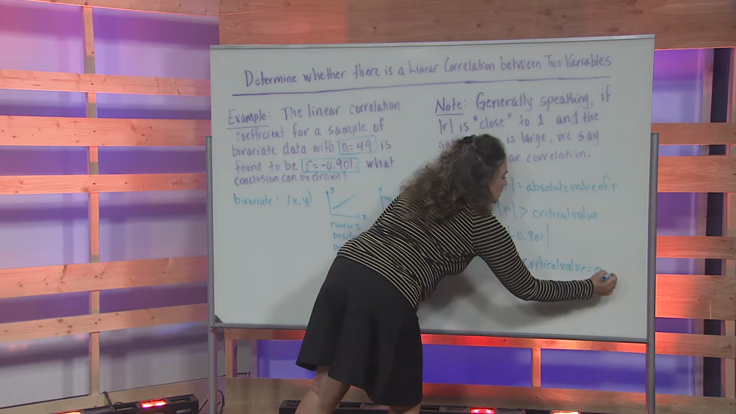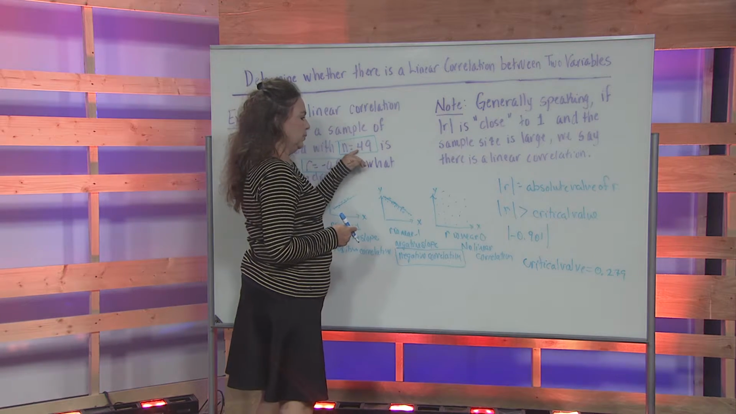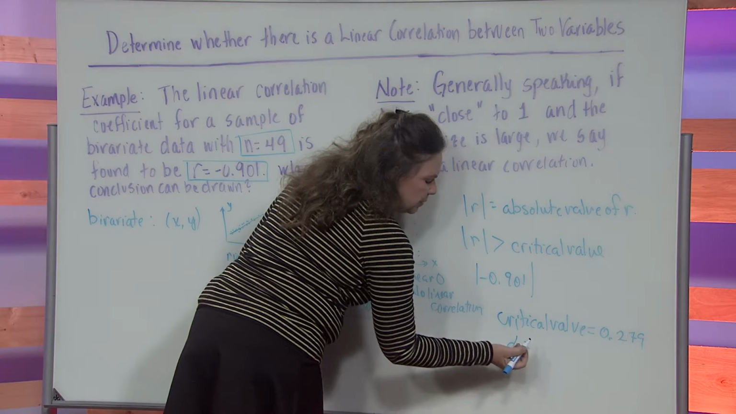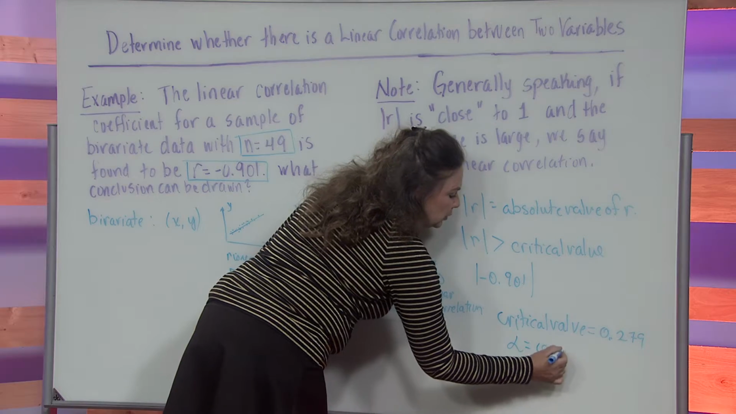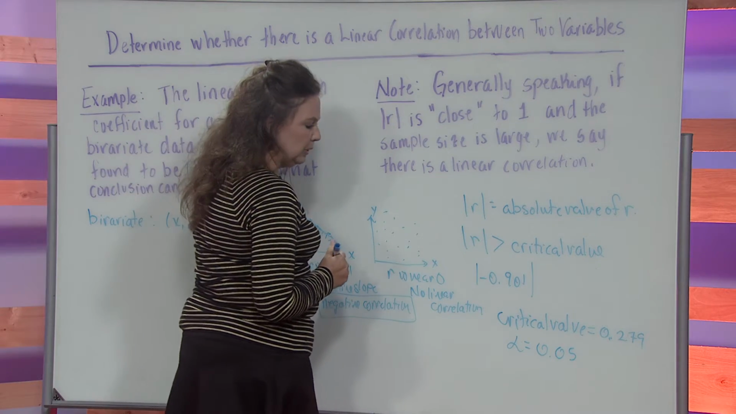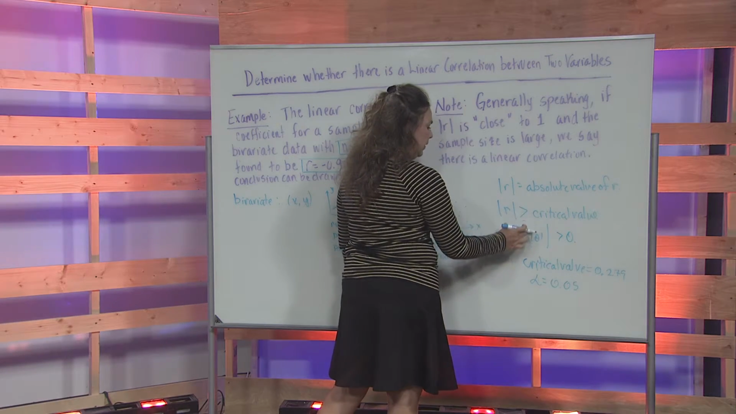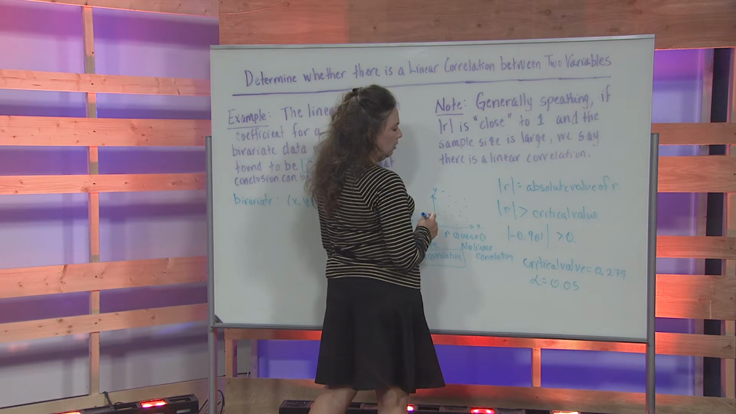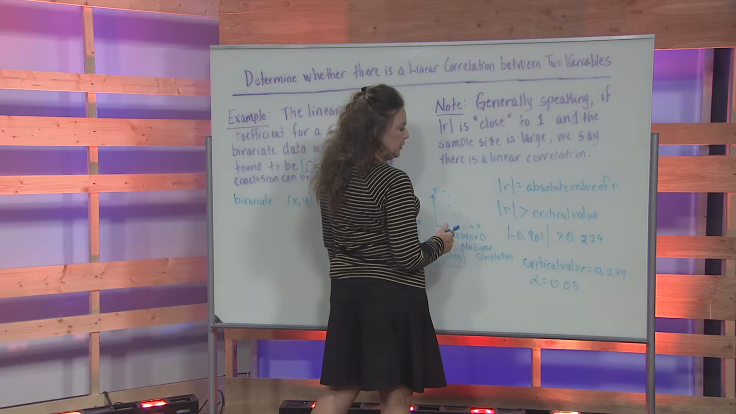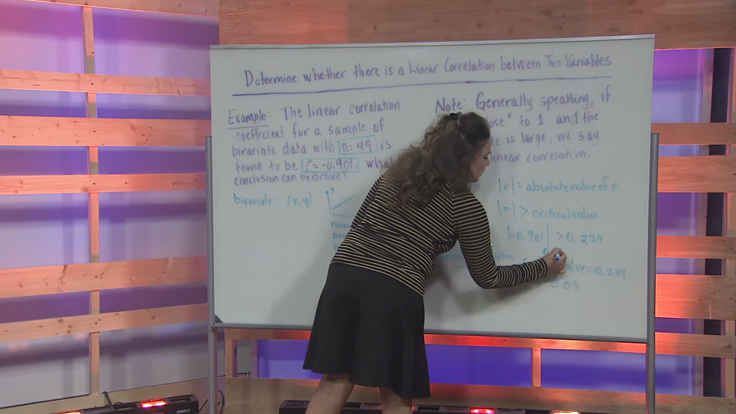is equal to 0.279 for this sample size. And that's also given the parameter of alpha equal to 0.05. This is a table that's in the back of textbooks that you can look up. So I'm going to compare the absolute value of r with the critical value of 0.279. The absolute value gives us a positive value.